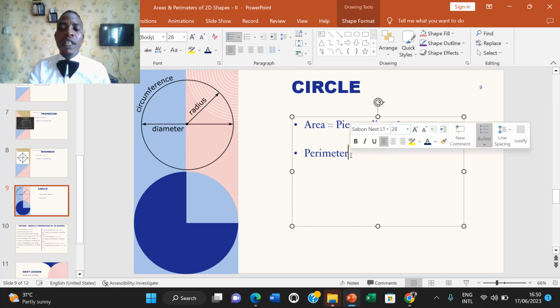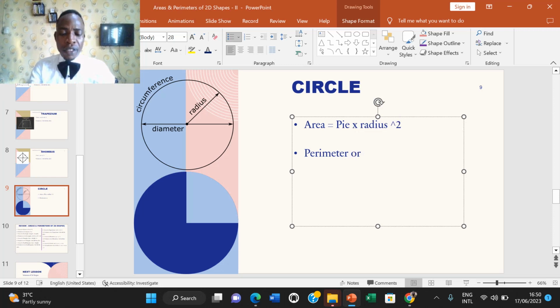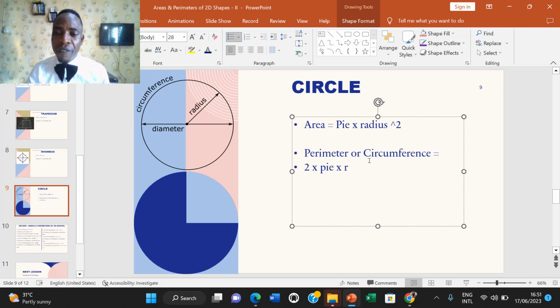The perimeter of a circle is the same as the circumference of the circle, and that is 2 pi r, or let me put it 2 times pi times r. Pi is like 11 with a hyphen on top. So for want of time, I won't bring that symbol here now. 2 pi r, or pi times d. Now, the d is your diameter, the r is your radius.